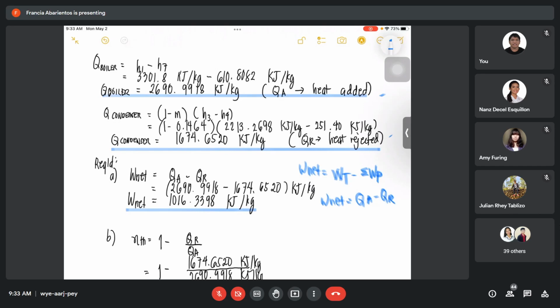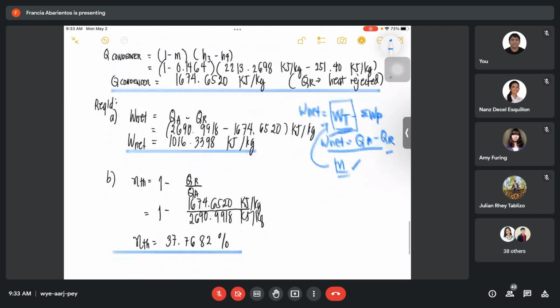Ma'am, why didn't you use the work of the turbine? Our equation for the turbine is long, right? The one we derived last time. So we make use of the heat added minus the heat rejected. Understood? I showed you the derivation of the work of the turbine, right? It is easier to solve the heat added and the heat rejected. You only need to find the extracted mass, same with the work of the turbine, but work net as heat added minus heat rejected is easier. Okay?